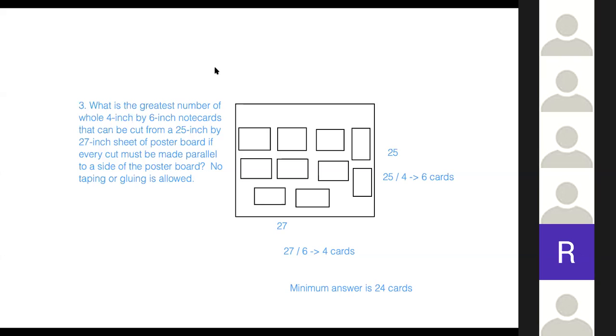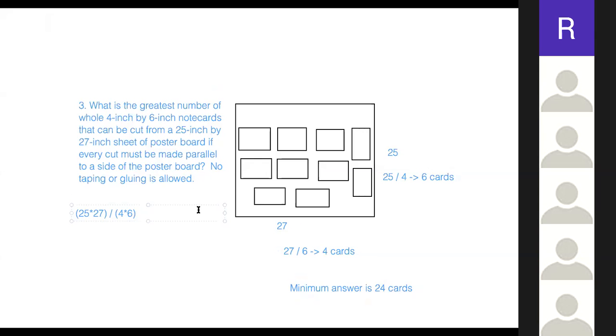Okay, so let's think about what the maximum could be. The maximum could be if we think about the total area, 25 times 27, and divided by 4 times 6. So if we think about the total area, we know that each of the cards has to be an area of 24. So what is this value? 28. 28, good. So approximately 28.